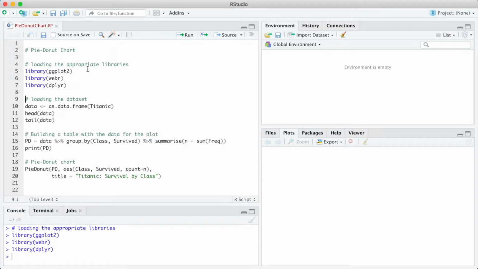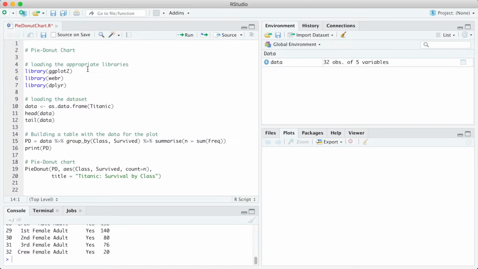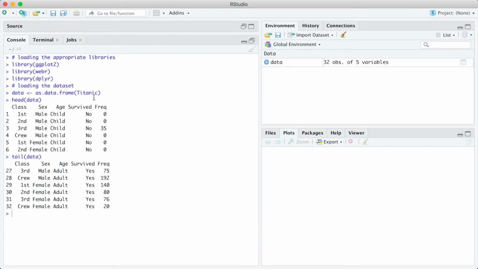The next step is to load the dataset. The dataset presents the information of the passengers, classifying them by the class, first, second, third, or crew, sex, male or female, age, child or adult, and the data of survived, yes or no, with the frequency of observations. We are going to plot the information on survived, yes or no, according to the class.